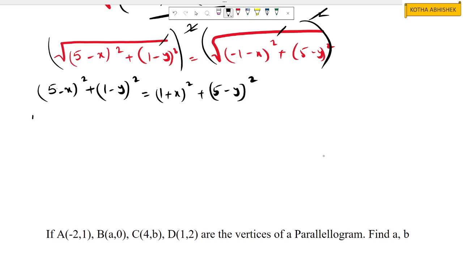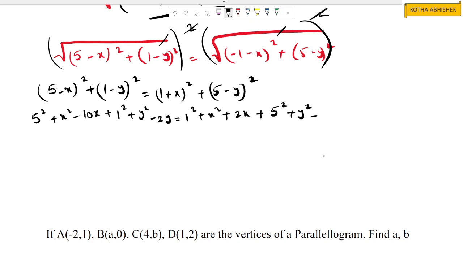(5 minus x) whole square is nothing but 5 square plus x square minus 2 into 5 into x, that is 10x, plus (1 minus y) whole square is 1 square plus y square minus 2 into 1 into y, that is 2y, equals (1 plus x) whole square, 1 square plus x square plus 2 into 1 into x, 2x, plus (5 minus y) whole square, 5 square plus y square minus 2 into 5 into y, that is 10y. Now left side and right side, first let us check for the cancellations.